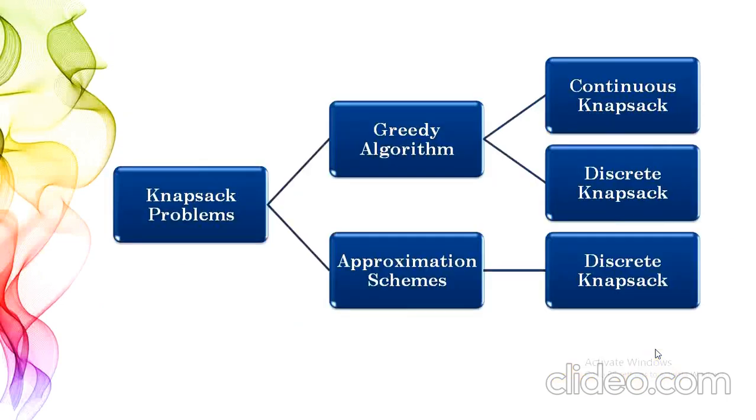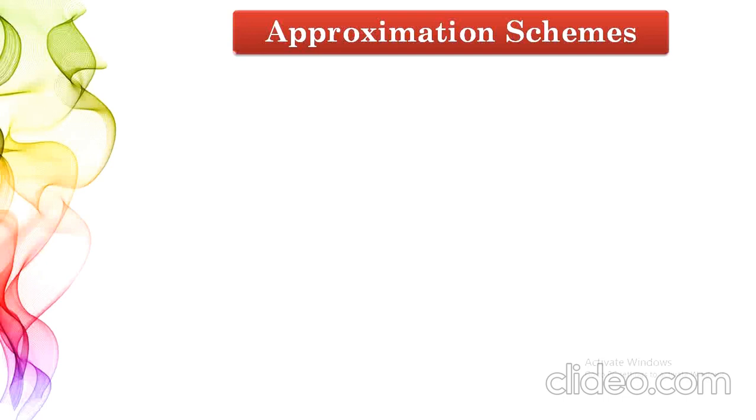So knapsack problems can be solved by either a greedy algorithm or an approximation algorithm. But the greedy algorithm gives an optimal solution for the continuous knapsack, and it will not give an optimal solution for the discrete knapsack problem. That's why we move to the approximation scheme. Finally, we come to know that the greedy algorithm does not always give an optimal solution, and there is no upper bound on the accuracy of the approximate solution either. So we need an approximation scheme in order to get a good quality solution.